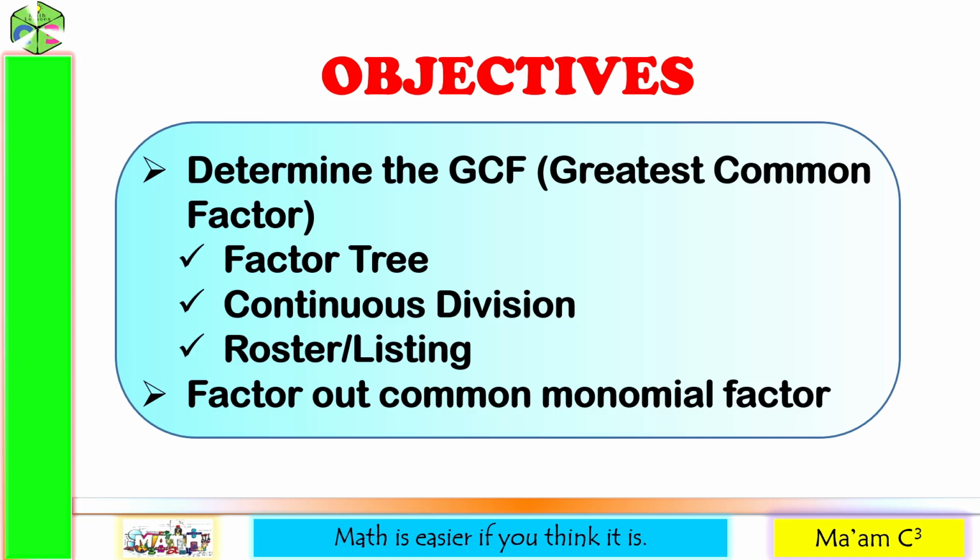Our objectives in this lesson are the following. We are going to determine the greatest common factor, or GCF, and I'm going to teach you three different methods of doing it: by factor tree, by continuous division, and by roster or listing method. And then we're going to factor out common monomial factor.